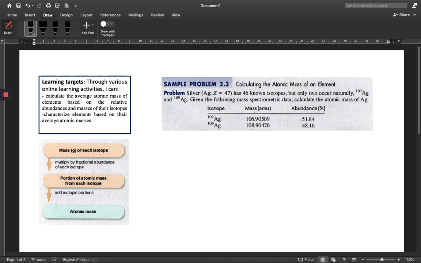Now, take note that if you've noticed, the mass numbers here are basically rounded off values of the mass for each particular isotope. Let's say, for example, if you have Ag107, then the mass is 106.9, which is practically 107. And 108.9, we can round off to 109 and use it as our mass number.